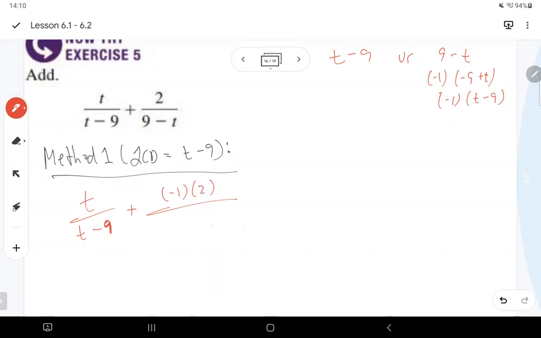And then what we'll do is we'll replace the 9 minus t with the t minus 9. That's what happens there. That's the difference. So then we end up with t minus 9, or minus 2, sorry, and t minus 9 on the bottom. And that is your answer.